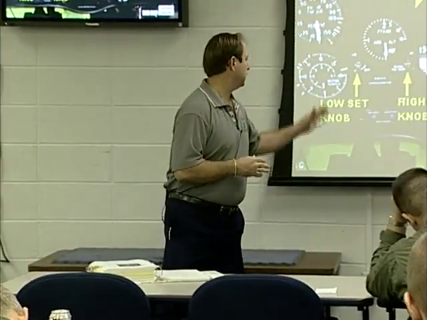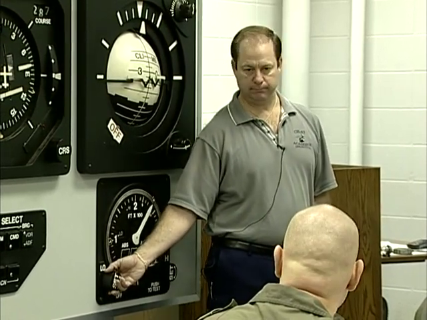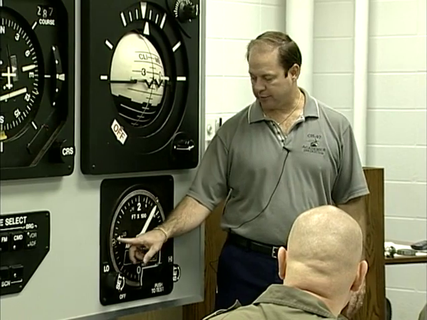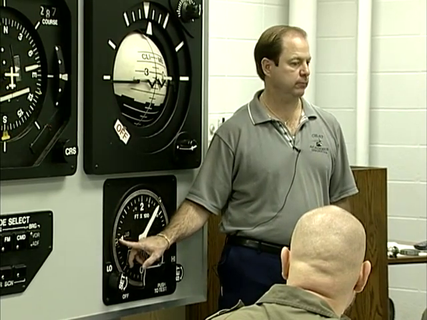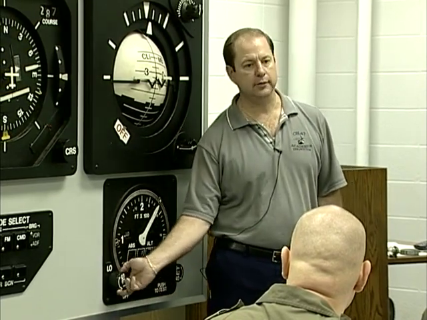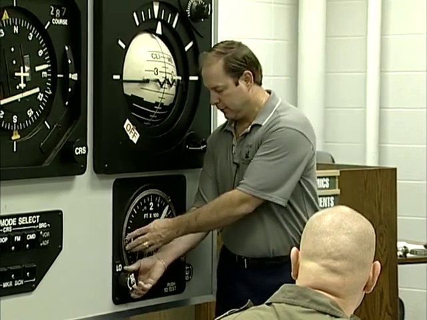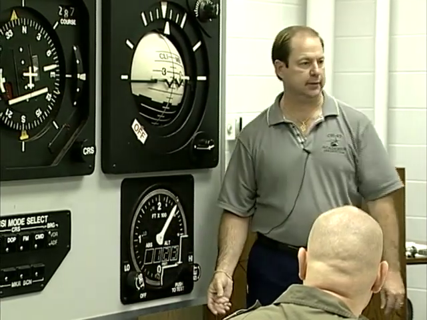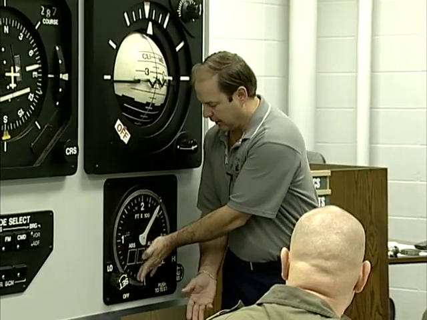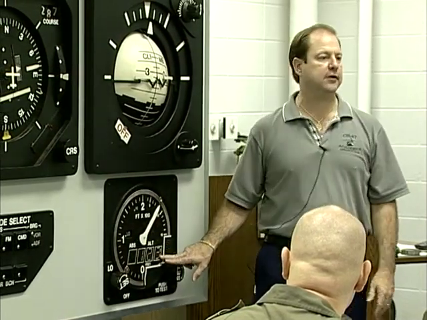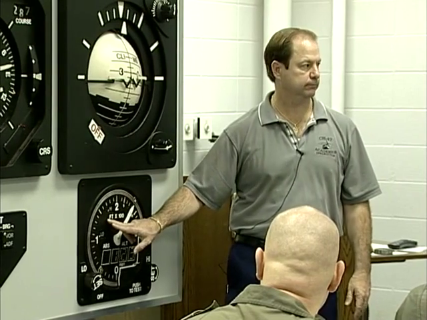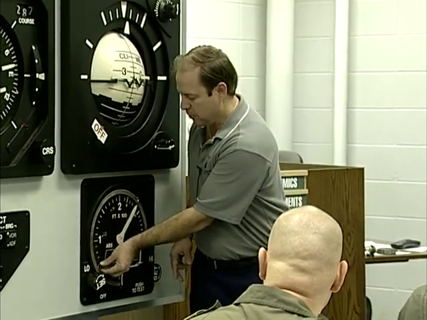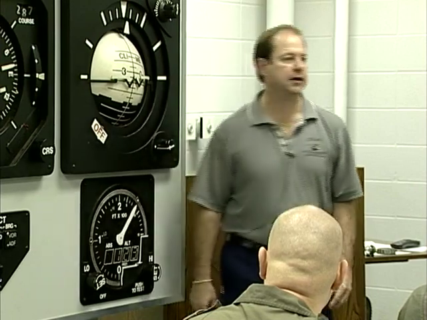The low knob, located on the left side of the control. The low knob is going to serve two purposes, and that is it's going to turn the system on, as well as it's going to control this low bug. Now, when you turn the system on, what's going to happen is that low bug's going to be hidden. As you turn it on, that low bug's going to come out, and then all the lights are going to start lighting up. And you're going to take that low bug, and you're going to preset it at 100 feet.